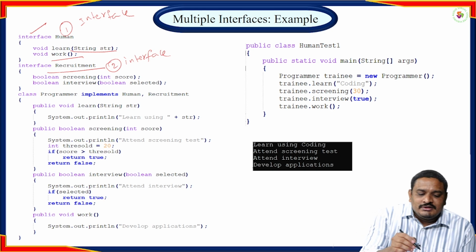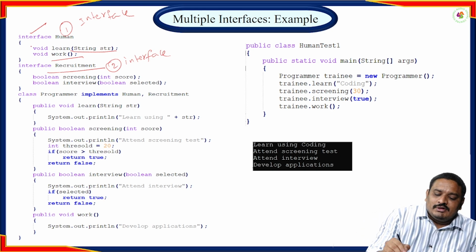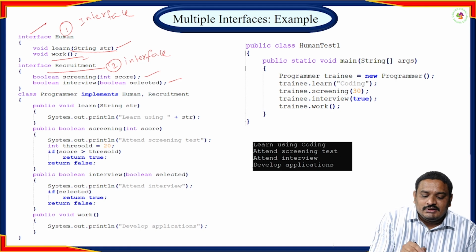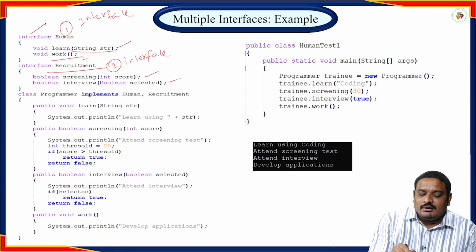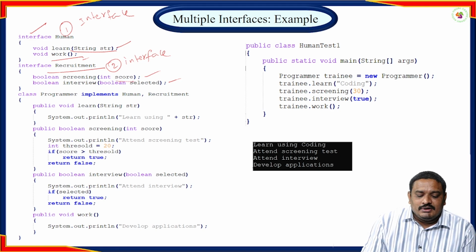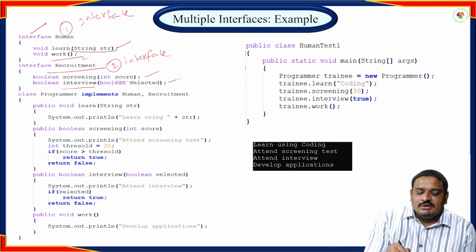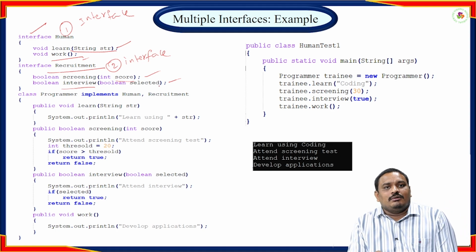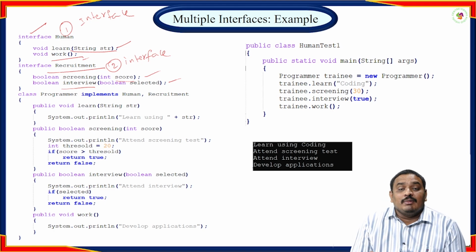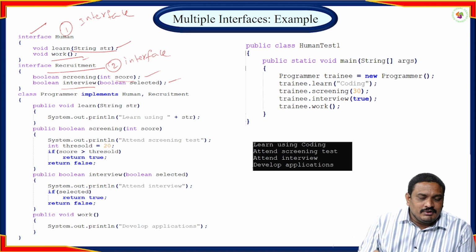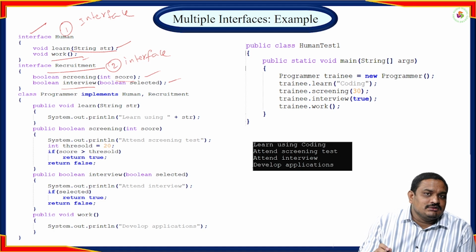In this, the first interface has two methods and the second interface has two methods. What are the two methods? Boolean screening, which also passes one parameter. The second method is the Boolean selected method. Now the intention is that we are creating multiple interfaces. How do we implement the multiple interfaces by using a class?